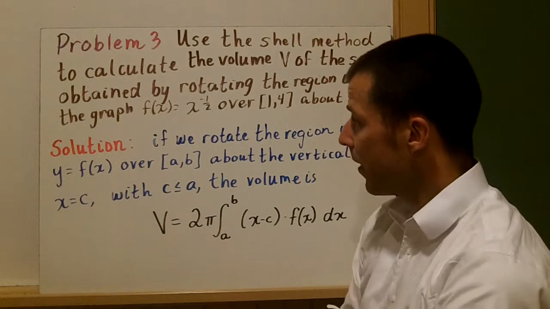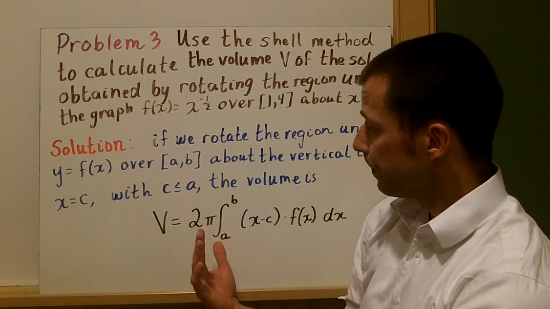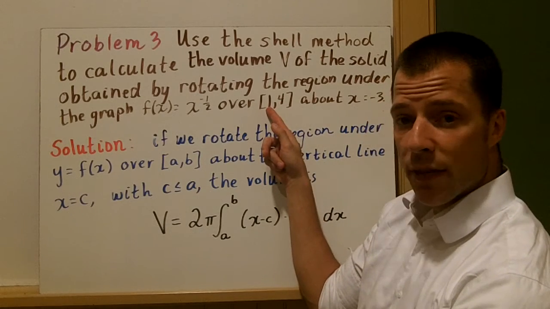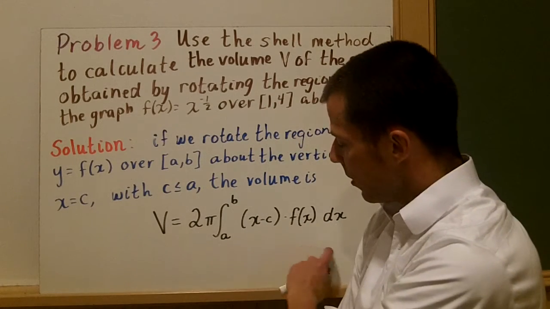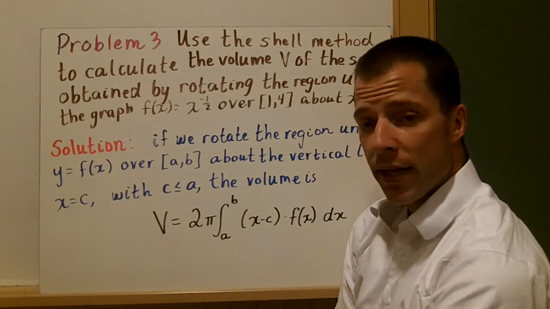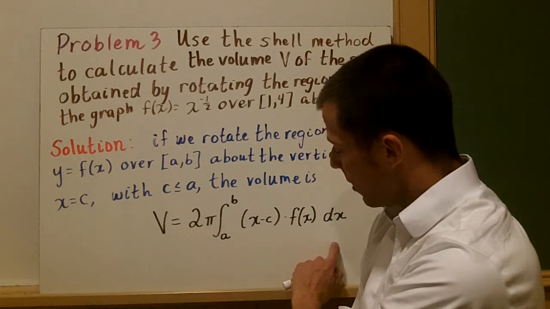So we're going to integrate that. If we look at this, we know that our c value is negative 3, which is definitely less than 1. So this integral is going to fit. We're going to be able to use that. So let's go ahead and find the volume using this formula.